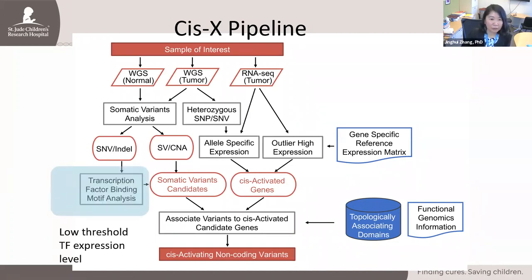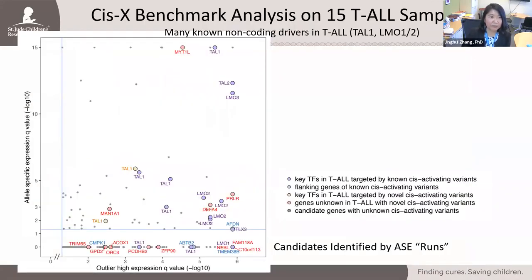And we also look into incorporating some additional features like transcription factor binding sites, utilizing the gene expression matrix we have assembled through St. Jude Cloud, and also looking at the TAD domains and others to find potential candidates.